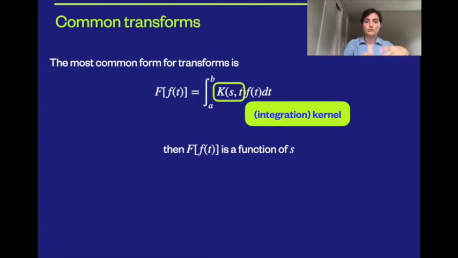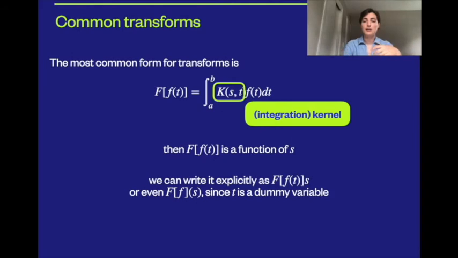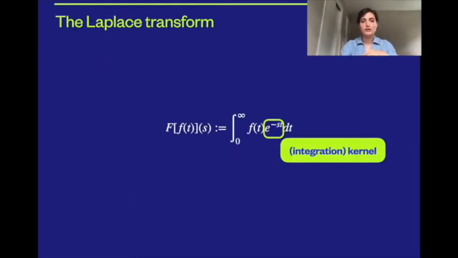Then the return of this thing is a function of s. You can think of it as s being a parameter in our integral. We can write it explicitly by writing s in our formula, or dropping the dependency of t, since t is a dummy variable. The Laplace transform itself has an integration kernel that is an exponential of minus s times t. Sometimes I write it with the curly L to remind ourselves that it is specifically the Laplace transform.